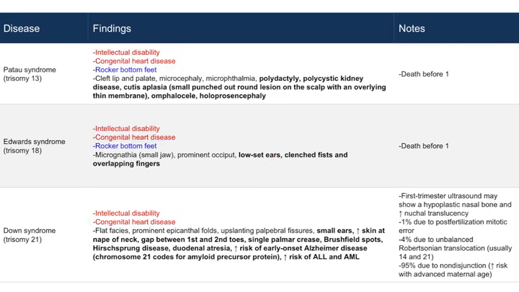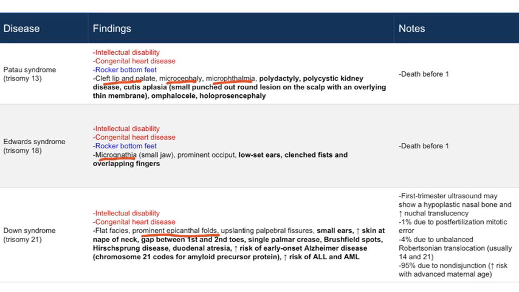Okay, notice that the first several findings listed after the colored text are facial deformities. For example, cleft lip and palate, microcephaly, microphthalmia, micrognathia, and prominent epicanthal folds. These findings all sound pretty similar to one another and can be hard to remember, but after the facial findings in the table, there are several unique findings that are in bold and more memorable. For example, other findings of Patau syndrome include polydactyly, polycystic kidney disease, cutis aplasia, which is a punched out round lesion of the scalp with an overlying thin membrane, omphalocele, and holoprosencephaly.